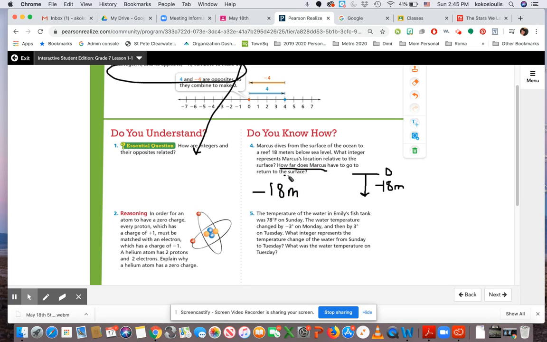How far does he have to go to return? Well, we all know that. You just have to add another 18 meters, and he'll make it out okay. So that's your answer for that one. It's really not bad. It seems hard, but it's super easy. So good luck with this.